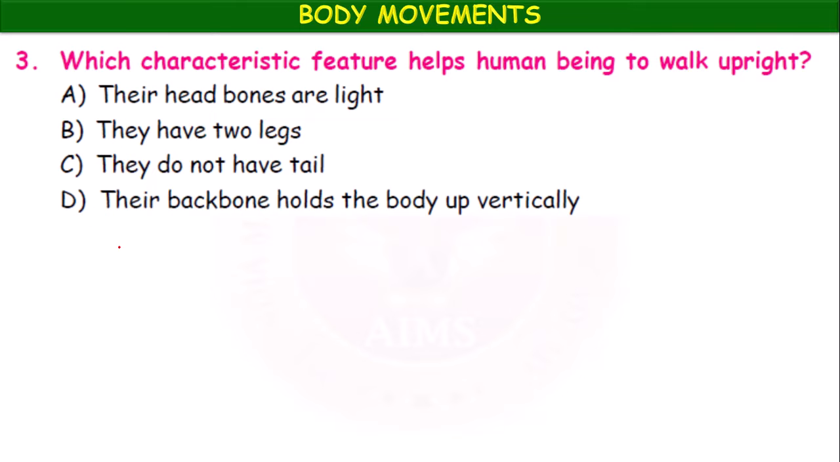Which characteristic feature helps a human being to walk upright? Their head bones are light. They have two legs. They do not have a tail. Their backbone holds the body up vertically. Okay, it is the right answer, D. Their backbone holds the body up vertically.